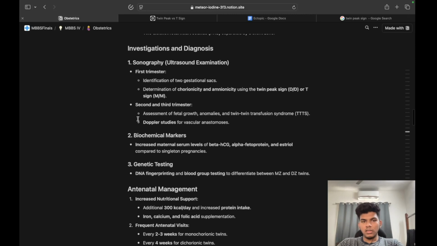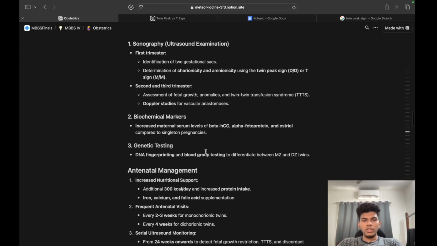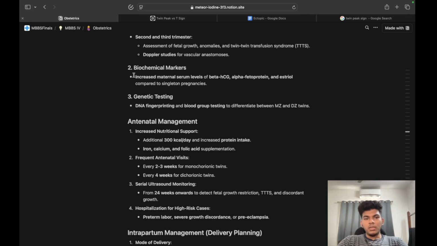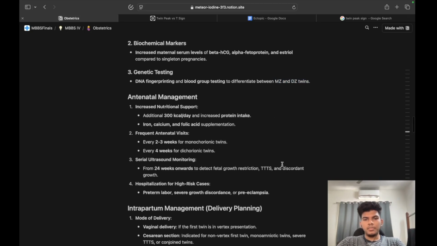Next, coming to the second and third trimester, which is an important category: assessment of growth anomalies and twin to twin transfusion syndrome, which is seen particularly in monochorionic twins. Doppler studies for vascular anastomosis. Coming to biochemical markers, maternal serum levels of beta hCG are increased, because there are multiple placentas and multiple fetuses. Alpha fetoprotein levels and estradiol are also increased compared to singleton pregnancies. Genetic testing, DNA fingerprinting and blood group testing are used to differentiate monozygotic and dizygotic twins.